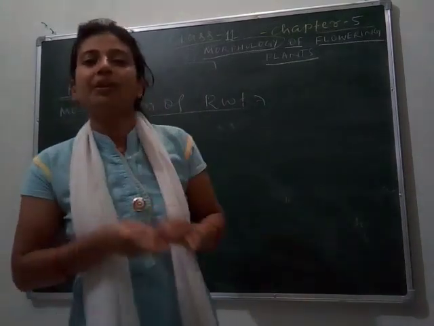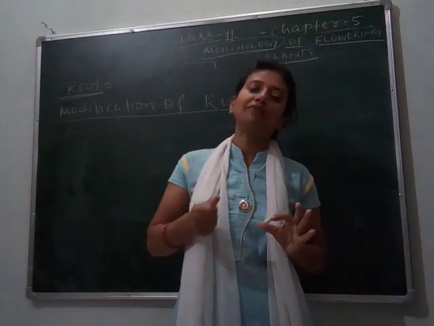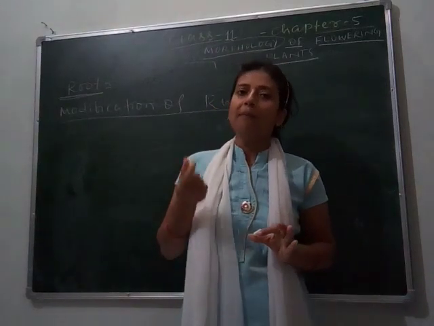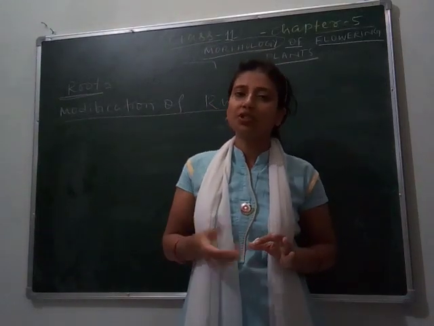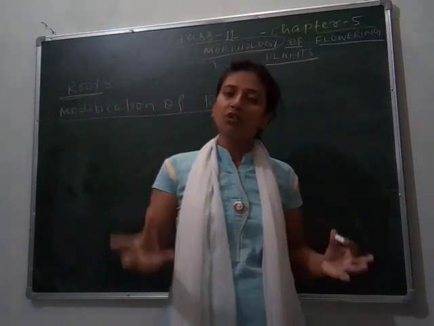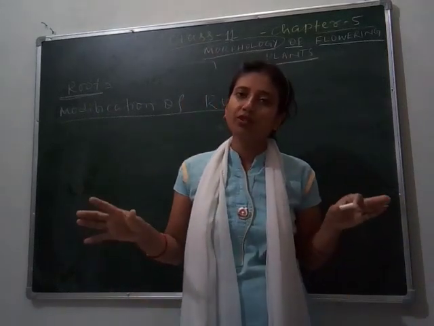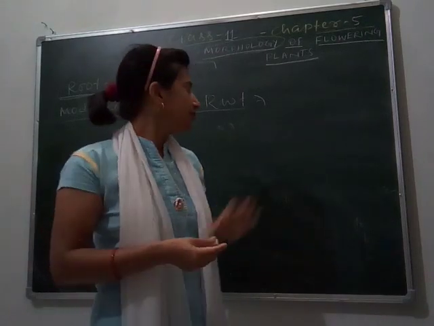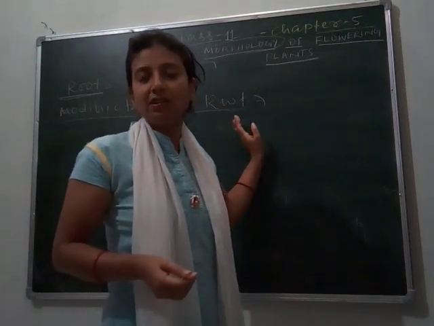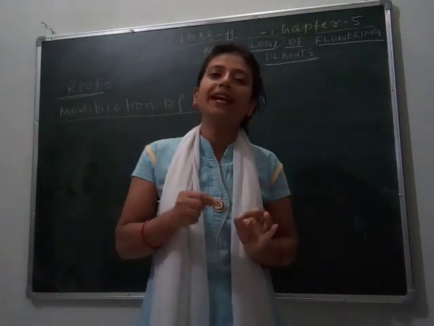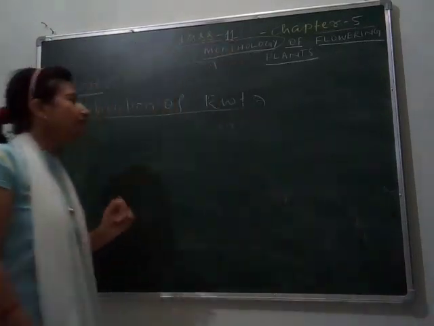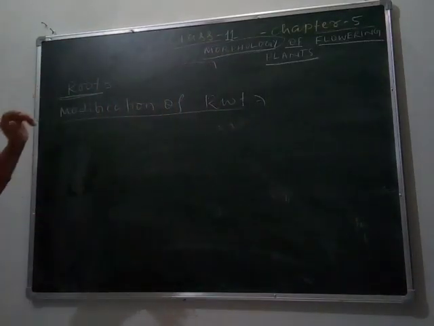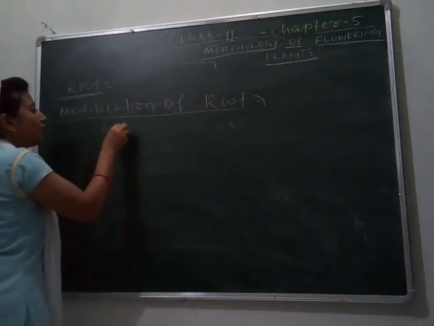As we know, the main function of root is to absorb mineral nutrients for the plant to use during photosynthesis, and it also holds the plant as well as prevents soil erosion. But if it does some other work rather than the original function, in that case the root gets modified. So first we will study root modified for storing food. First is storing food.